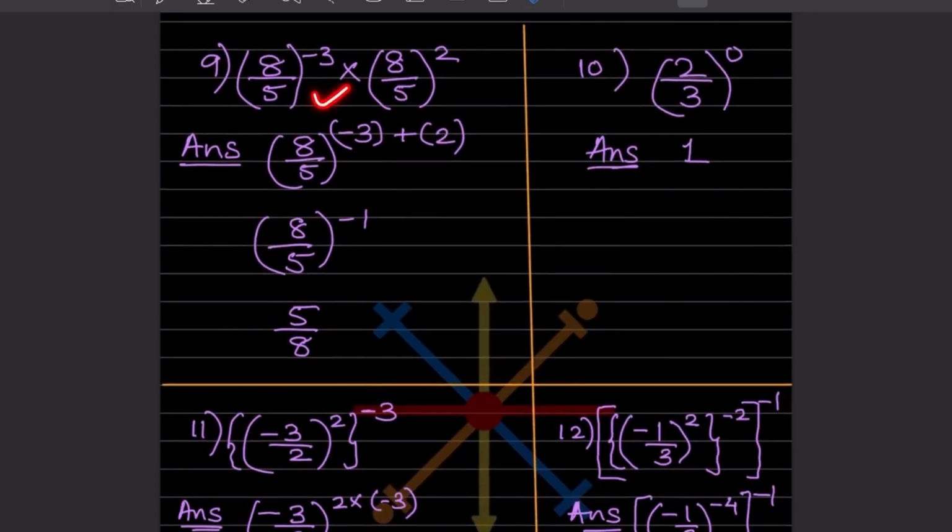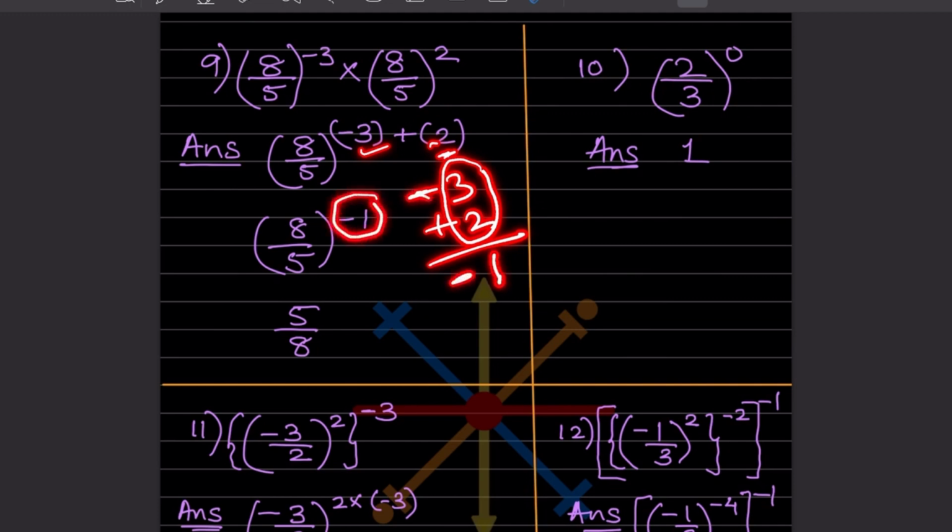Now again here the base is the same, so the exponents should be added. The formula: a raised to m multiplied by a raised to n will be a raised to m plus n. So here, minus 3 plus 2. Whenever we have it like this, as we have seen in integers, we subtract: 3 minus 2 will be 1, and the bigger number's sign, that is negative, so we get here negative 1.